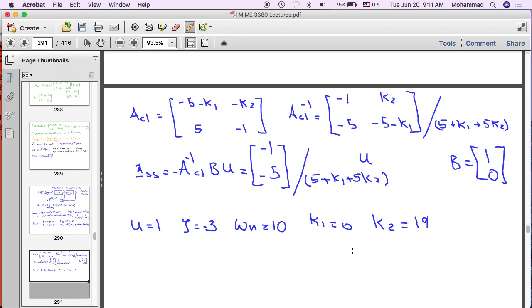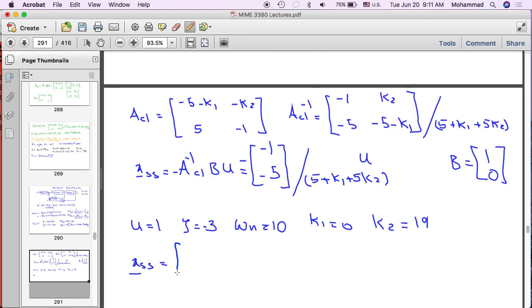Professor, shouldn't the negative 1 and negative 5, when you have x steady state, be positive 1 and positive 5? Is that minus sign in front of the A inverse? Absolutely, yeah. Thank you. This should be positive. Or I can put the negative sign for now here, so we know there is a negative sign. But that's absolutely correct.